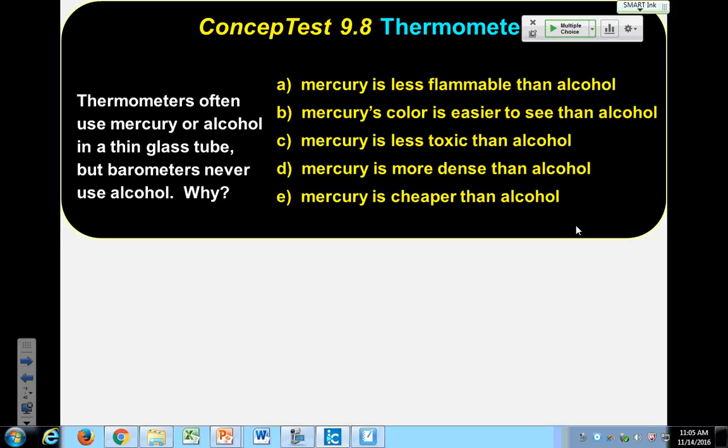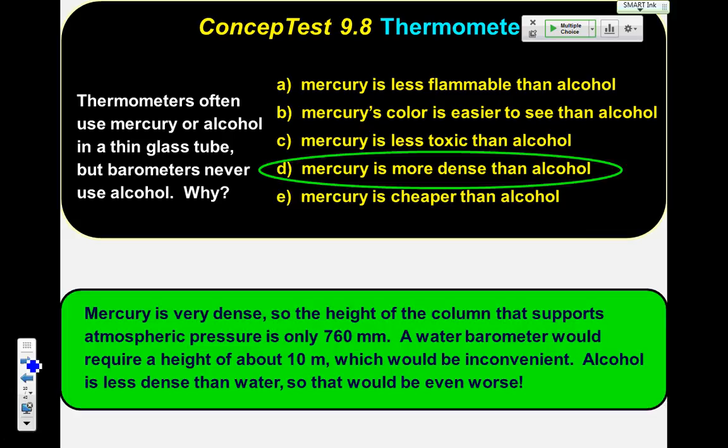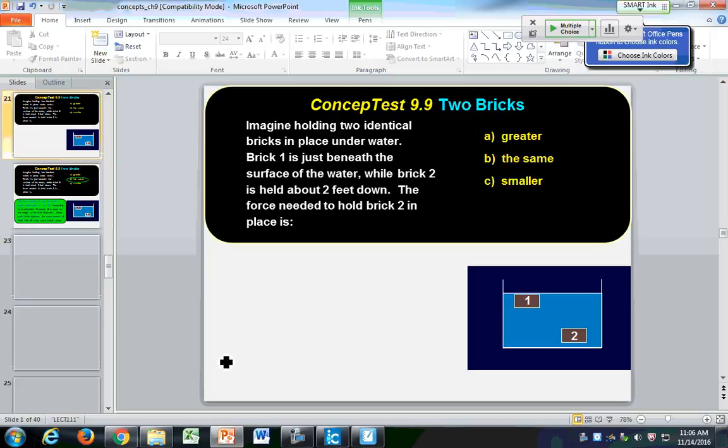But if you used alcohol, it would be like 10 meters tall. Wait, no, it would be even more than 10 meters because alcohol is even less dense than water, as you found in the lab, right? It's like 0.8 something, I think, was the density of alcohol. And so if you were doing a barometer, it would need to be like 12, 13, 14 meters tall. Be a big old barometer. So D is the right answer, and we'll come back to this later.